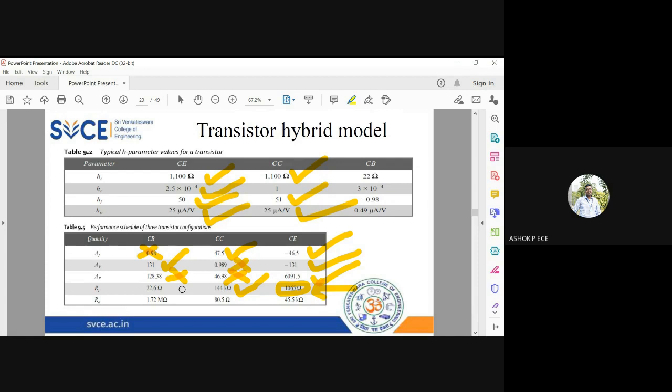Should output resistance be high or low for any device? Say the answer and justify why. Low, sir. Why should it be low? To produce high output current, sir. Okay, in a way it is correct. Can you rephrase that in a different way?